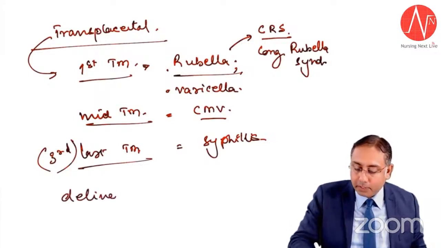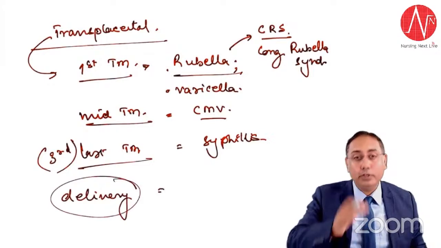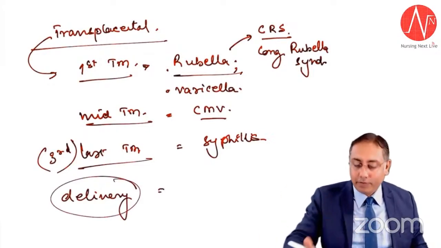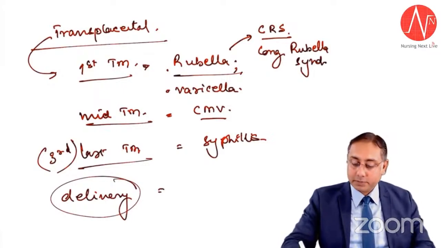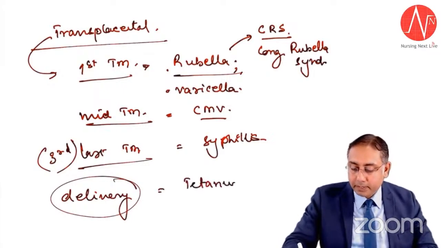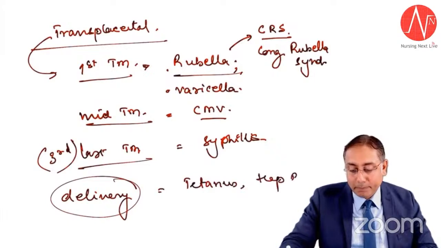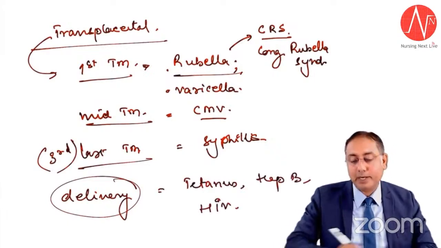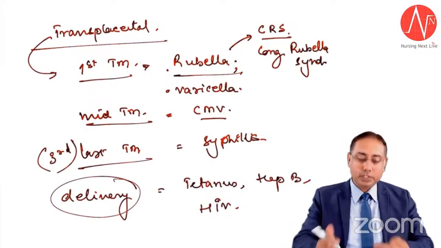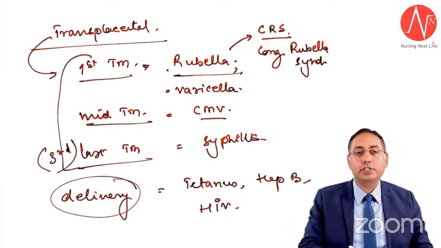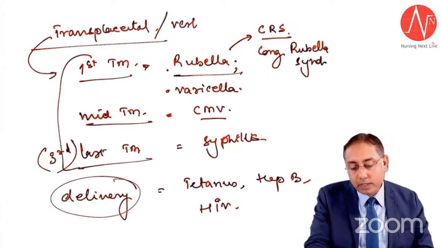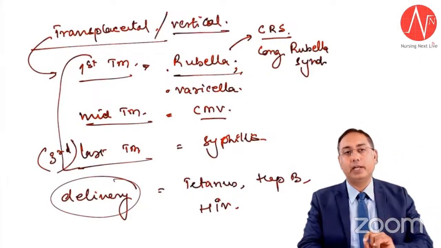Anytime during delivery, some of the infections can be asked in your exam, during the course of delivery, during the labor pains. There could be a chance of infection spread like tetanus. There could be chances of hepatitis B to spread. There could be chances of HIV to spread. So these infections, these three specifically, can be transplacental, that is vertical. These are also called the vertical spread. Vertical spread means from the mother to the child.